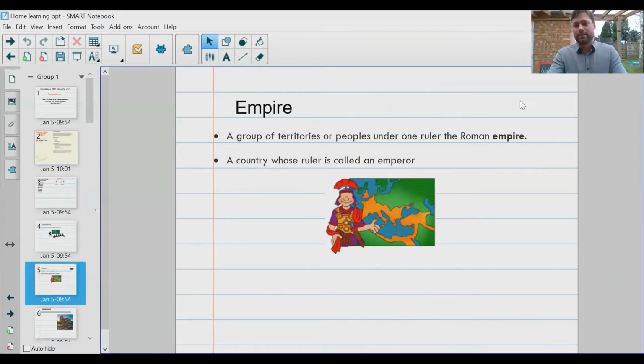An empire. An empire is a group of territories or people that are under the rule of one person or one sort of country. An empire is ruled by someone called an emperor. With the Roman Empire, Julius Caesar was a famous Roman emperor, and so was Augustus.